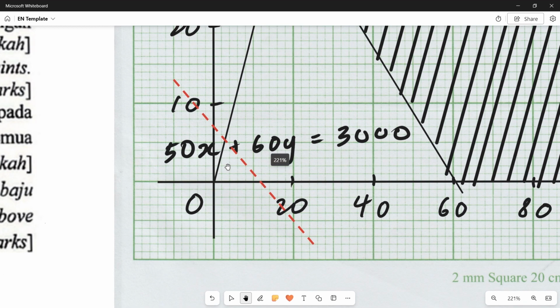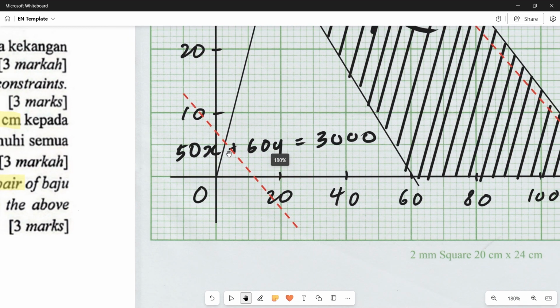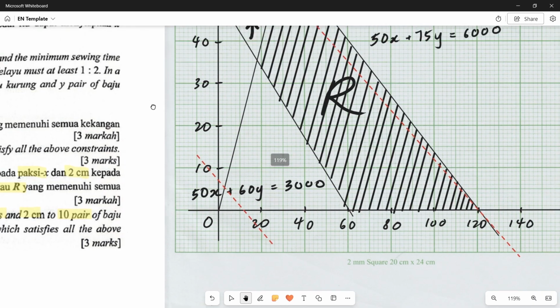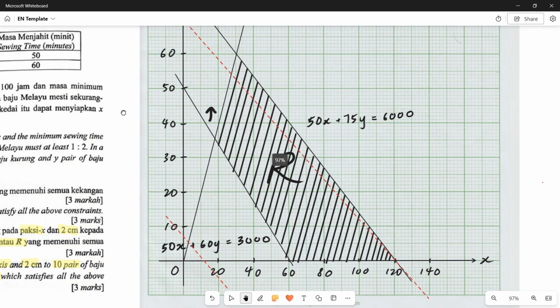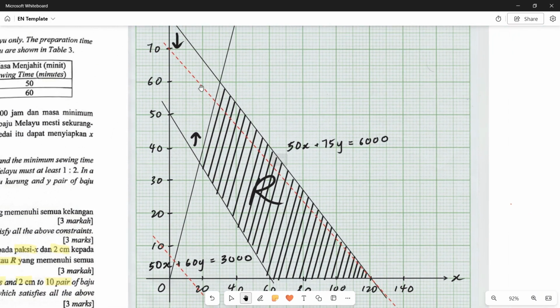If we did not cancel off the 0 that I mentioned just now, you can see that the objective function is this big. So usually we will avoid drawing the objective function in this way. We should always draw it at the edge of the graph.